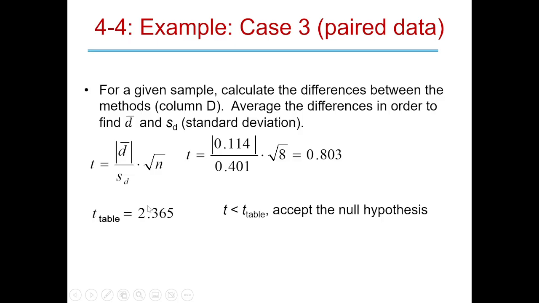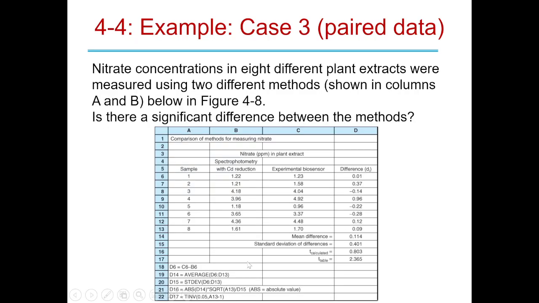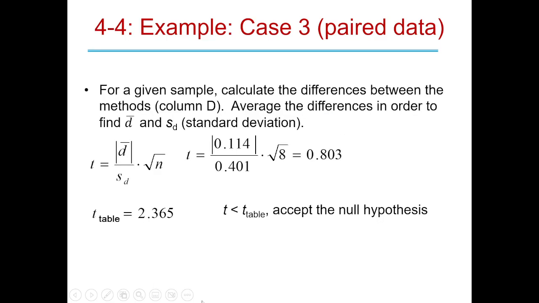This is your T table. And that is for the 95% confidence interval. You see how you express that? That's the uncertainty right there, the 0.05, 5%. Okay. T is less than T table, so you would accept the null hypothesis.